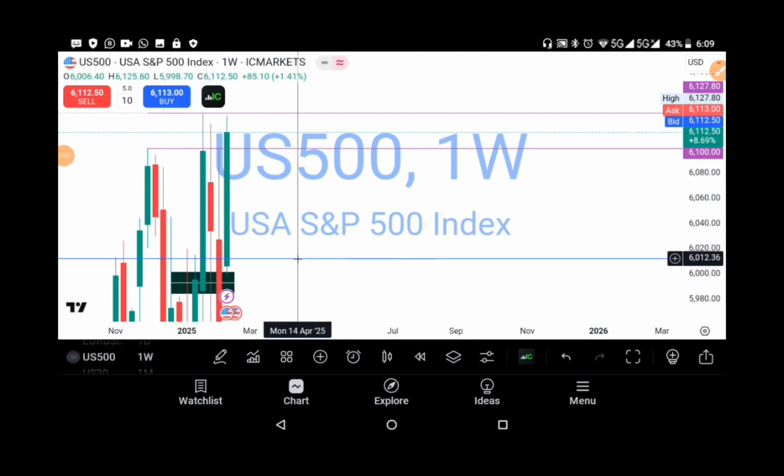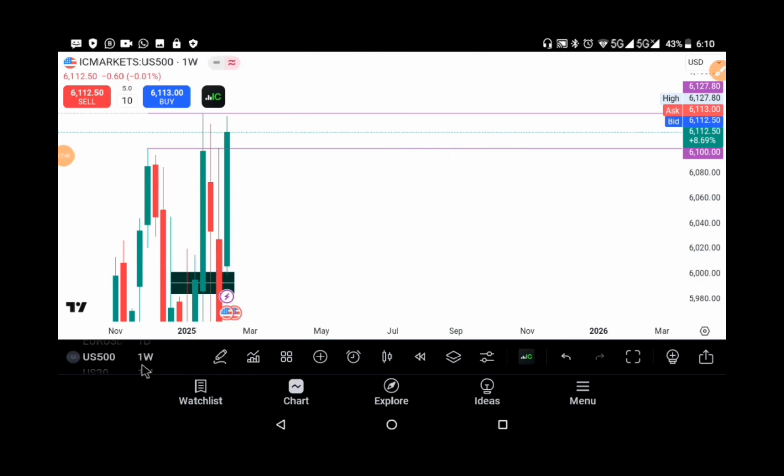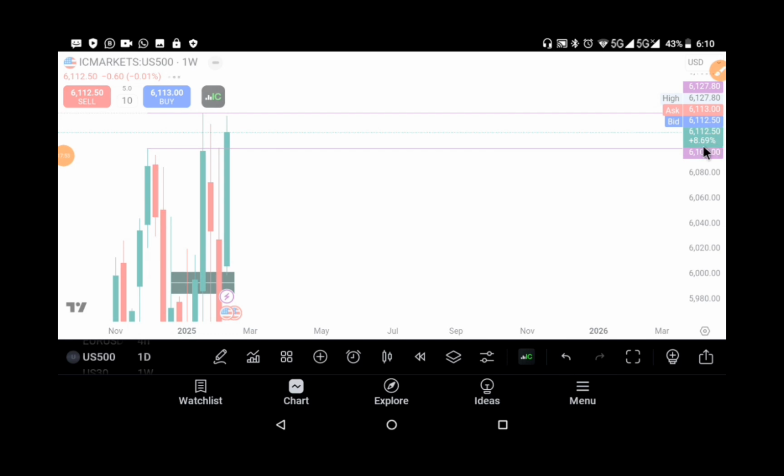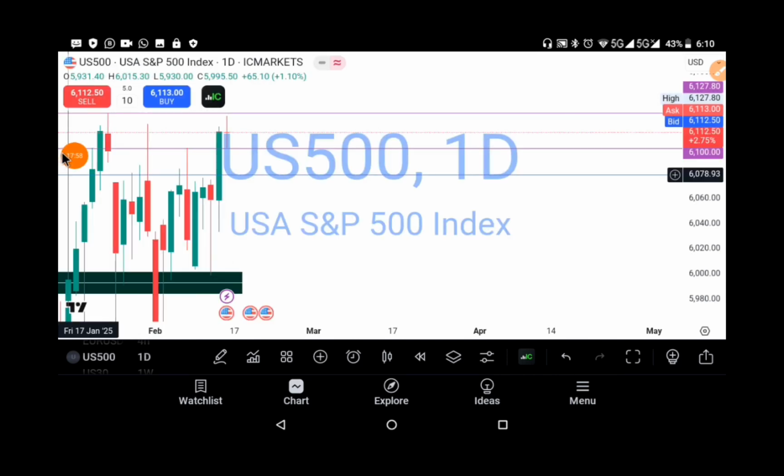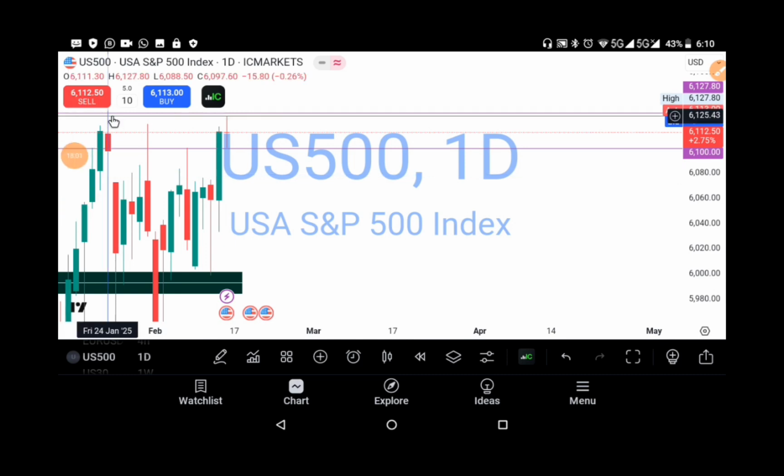So I'll be expecting 6127.80 to be taken, and if you could be able to see 6120, you should be able to see 6120. The market price should gravitate higher. We should see a higher price.